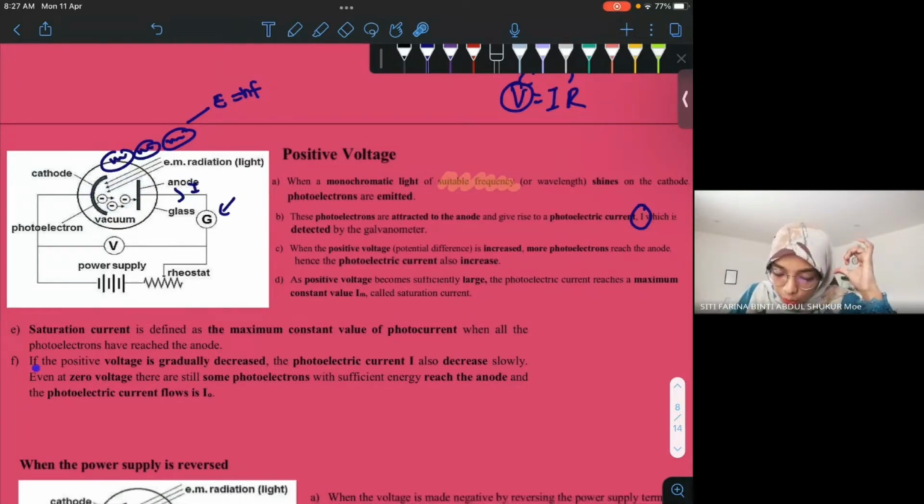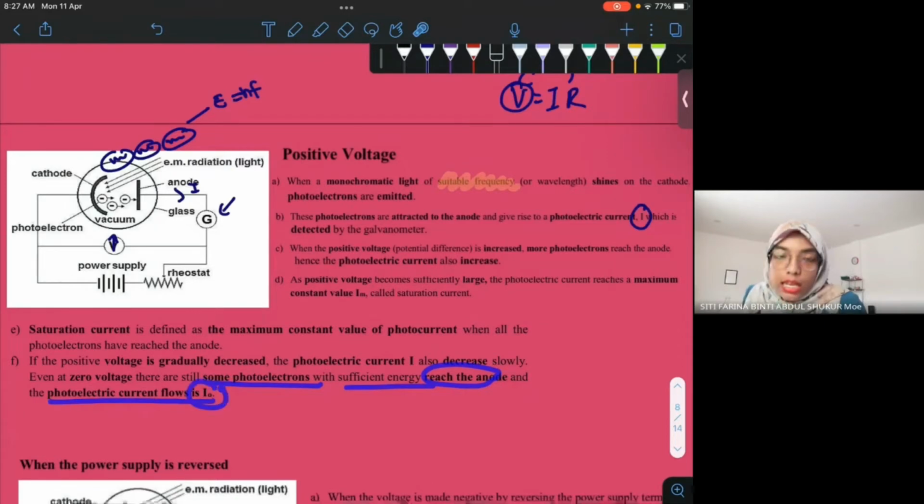Okay, so if the positive voltage is gradually decreased, so sekarang kita ubah balik rheostat kita. You're going to decrease the potential dekat sini. What is going to happen adalah the photoelectric current I also decreases slowly. Even at zero voltage, contoh dekat sini, bacaan dekat sini dah tunjuk kosong. Your voltmeter now reads zero. Maksudnya there is no more voltage dekat sini. There are still some photoelectrons with sufficient energy reaching the anode and the photoelectric current is I naught now.